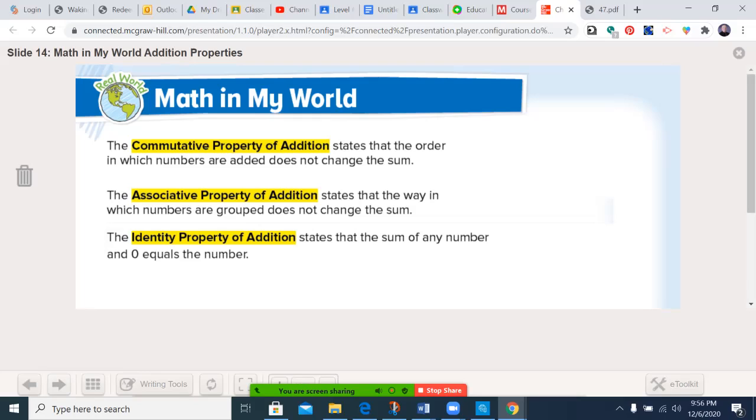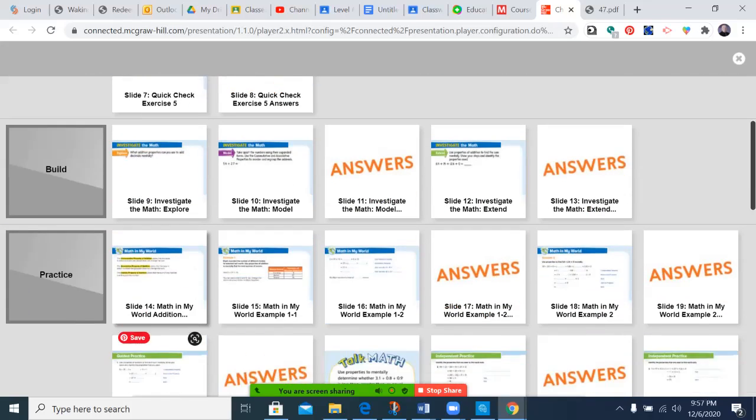Again, here's a reminder of the vocabulary words. The commutative property of addition states that the order in which the numbers are added does not change the sum. The associative property states that the way in which the numbers are grouped does not change the sum. The identity property states that the sum of any number and 0 equals that number. All right, so let's go ahead and get into the math.